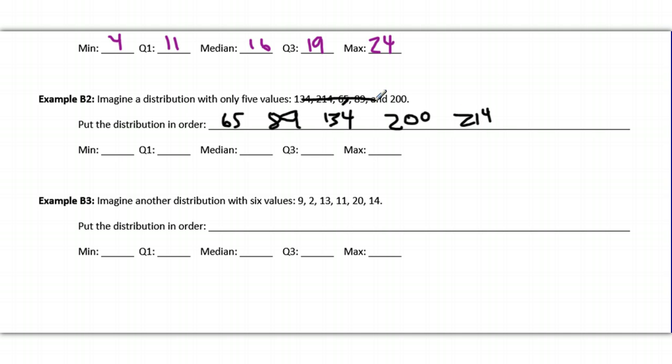So once we've used all those up, we need to figure out what is our median. I always like to start with the middle. It's always a safe number to start with. And since there's 5 numbers, we're going to have 2 on either side of the middle, and our median is going to be 134. Now, our max and min are also pretty easy. We just look for the biggest number and the smallest number. And so in this case, we have 214, and we have 65.